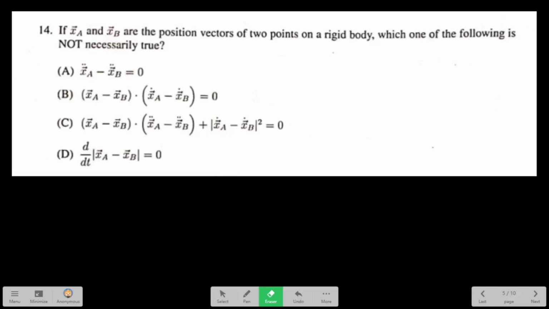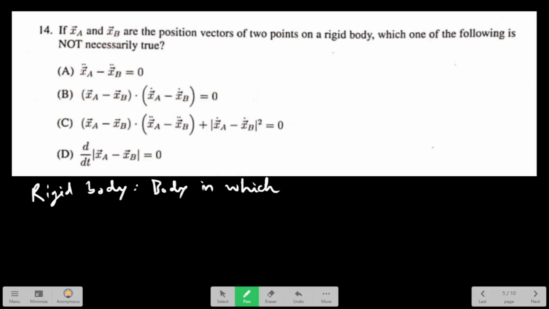In this video, let us focus on a question from JEST 2021. Here we have a question about a rigid body. A rigid body, as you know, is a body in which the distance between any two points remains constant.